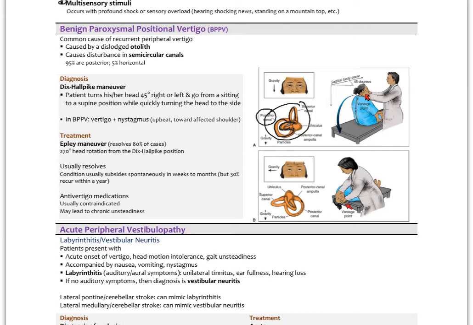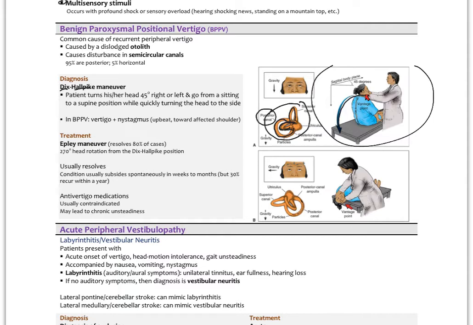So the diagnosis is something called the Dix-Hallpike maneuver. The patient turns their head 45 degrees, right or left, and they go from a sitting to a supine position while quickly turning the head to the other side. So here you see the person, and they're turning their head, they're going to move down, and they're going to turn the head quickly to the other side.